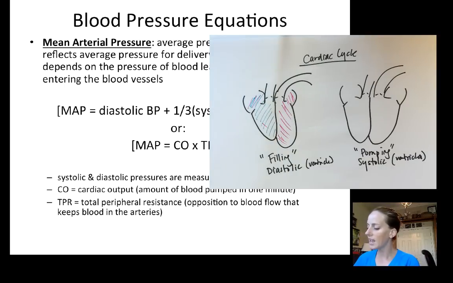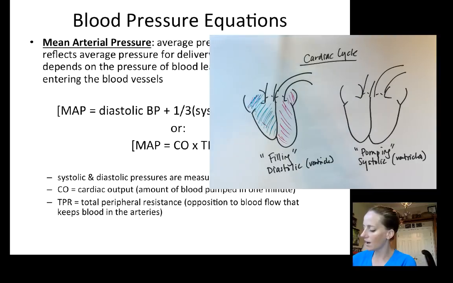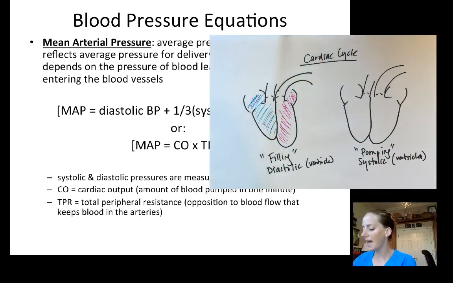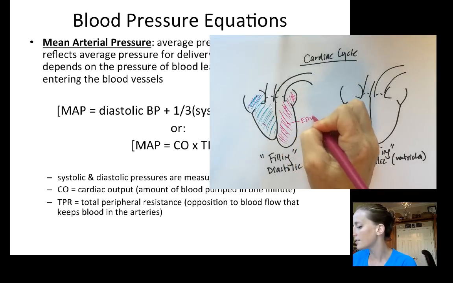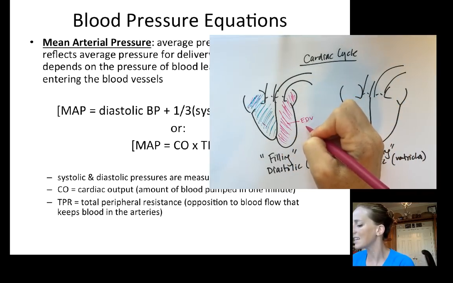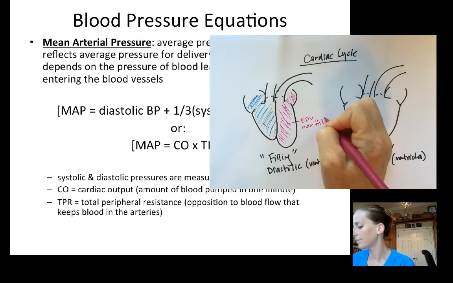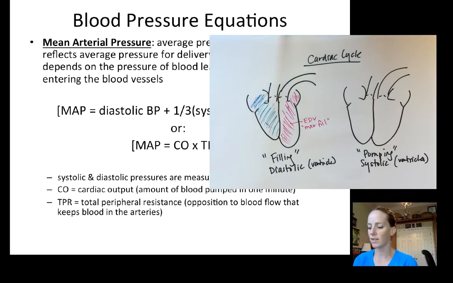And we're going to hit a point where both sides of the heart, both ventricles, are maximally filled. That max filling of the ventricles is going to be your end diastolic volume, or your EDV. This is the max fill. Does anybody remember the final event that causes the max filling of the ventricles?